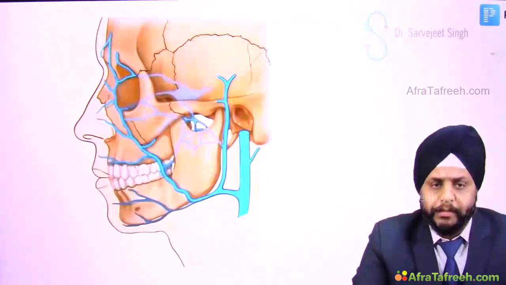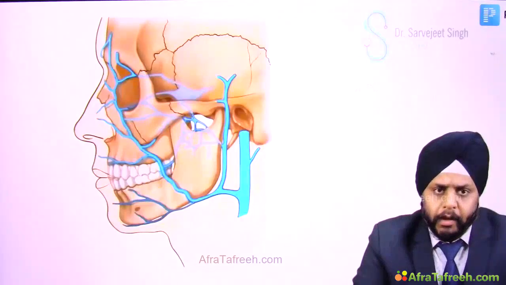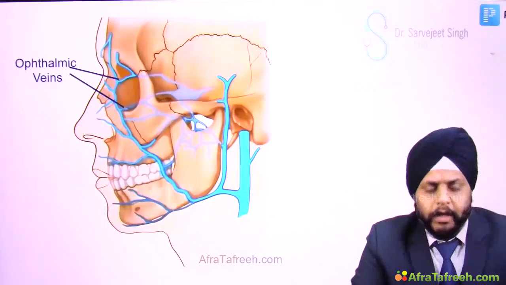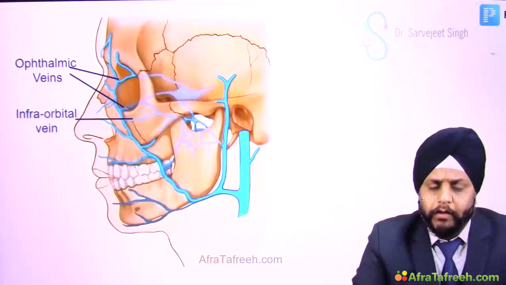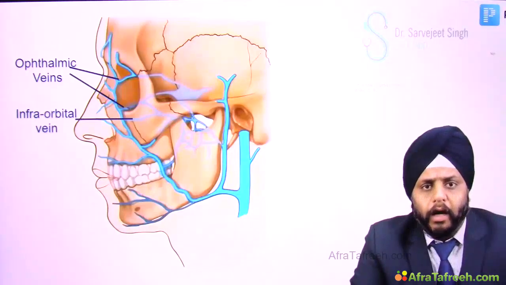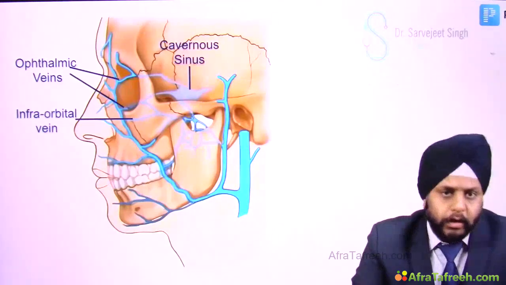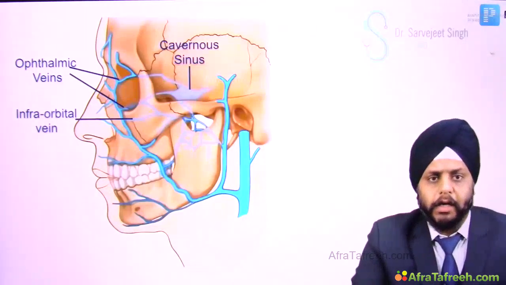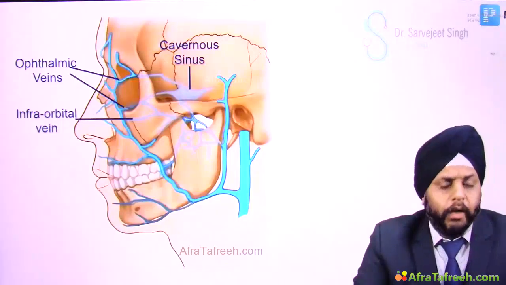Okay, let's look at this diagram. What do we see? We see the face and we see the venous drainage from the face. We can see over here that there are ophthalmic veins. We can also see the infraorbital vein. We see that these veins are in direct communication with the cavernous sinus. These veins are directly draining to the cavernous sinus. So any infection in this area can go quickly to the cavernous sinus. Right?